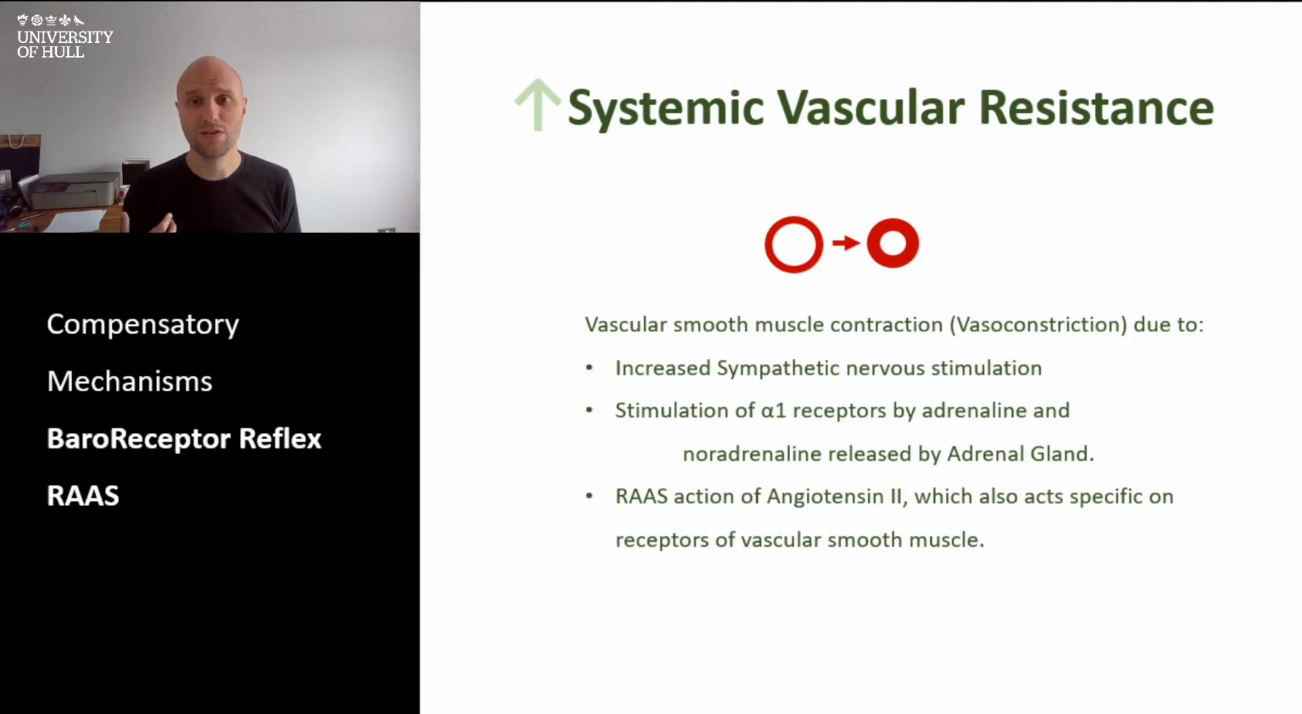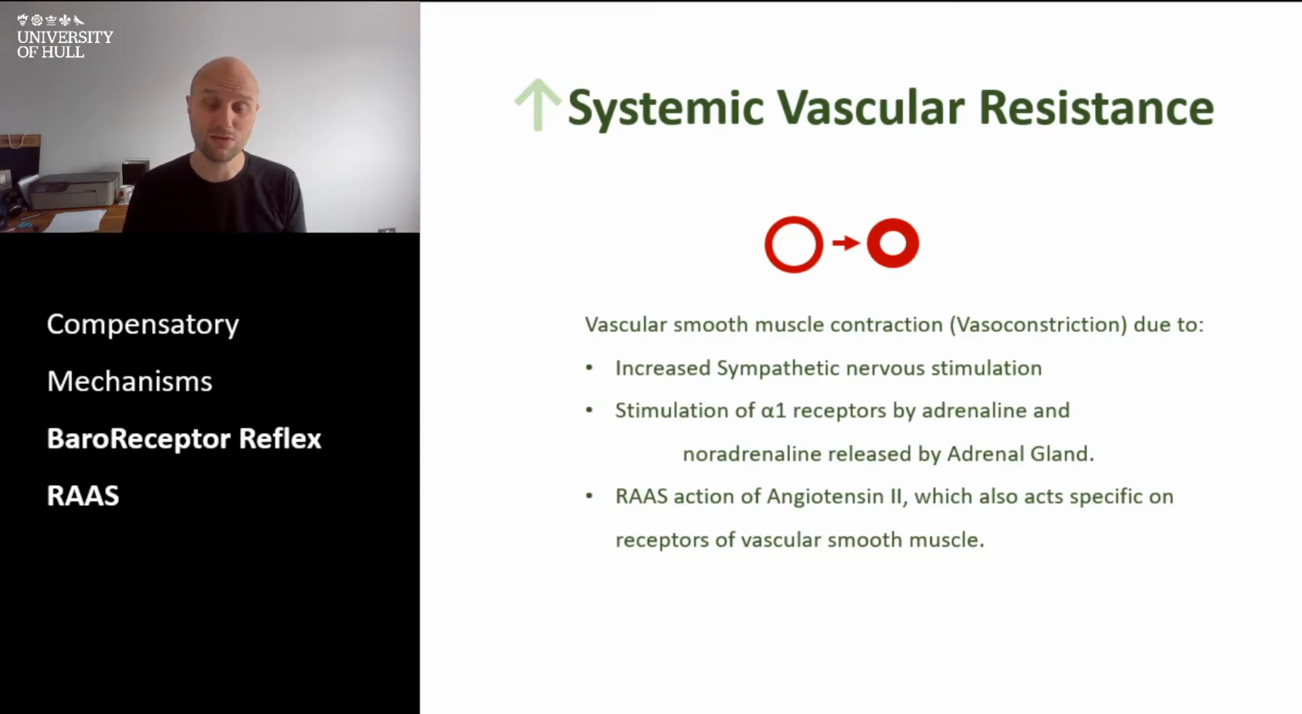Now, there are a number of mechanisms by which your body responds to a low blood pressure and poor tissue perfusion, and we're going to think about the baroreceptor reflex and the renin-angiotensin-aldosterone system. And both of these compensatory mechanisms use an increase in systemic vascular resistance, by which I mean the smooth muscle within the arterioles and the other blood vessels of the body contract and do what we call vasoconstriction, and this stops the blood from being so spread out within the vessels of the body, and actually squeezes that blood supply back towards the vital organs, back towards the heart.